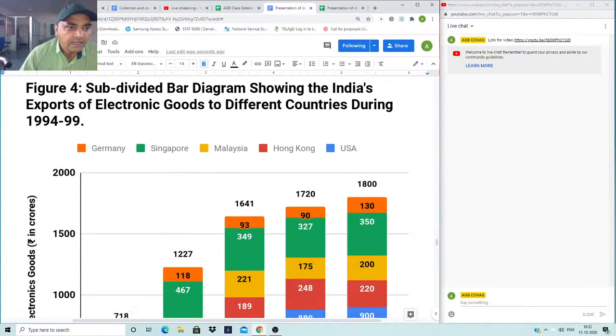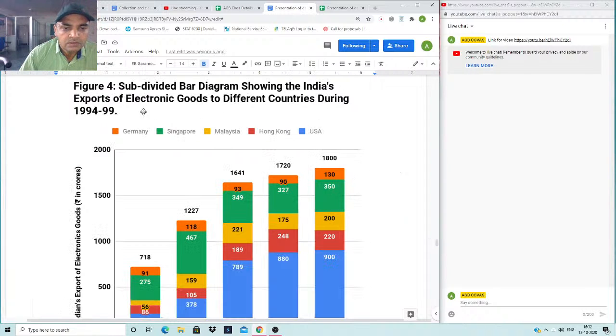You can see from here, I am making it so that you will be able to follow. At the top is the title, that is, subdivided bar diagram showing India's export of electronic goods to different countries during 1994 to 99.